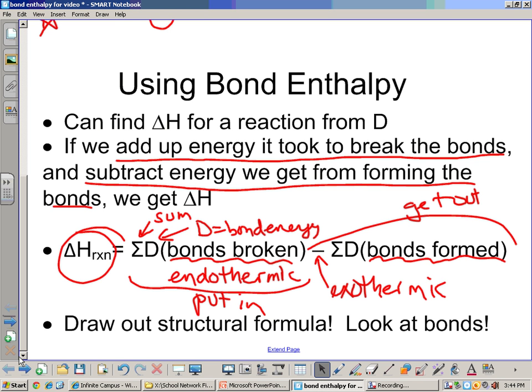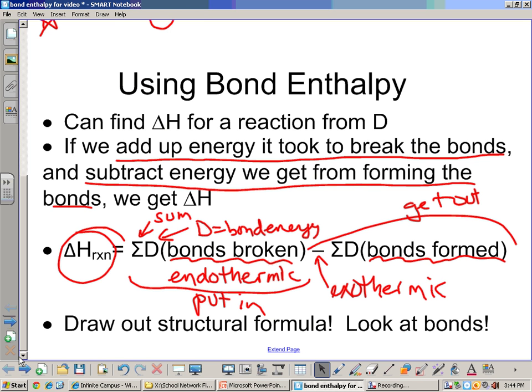which bonds are broken and which bonds are formed, you need to draw things. You need to draw the structural formulas for the molecules involved in the reaction, and then actually look at it and say, okay, this was a bond that we started with but we don't end with. That must mean we're breaking it. This is a bond that we end with but we don't start with, so that must mean we are forming it.